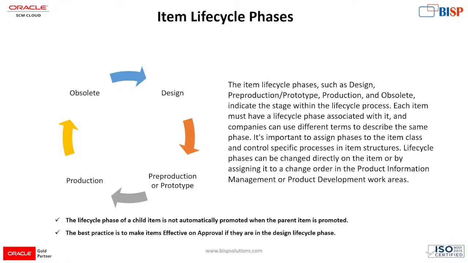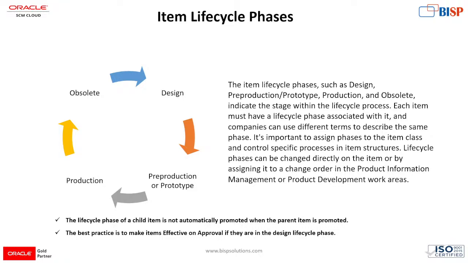Companies can use different terms to describe the same item life cycle phase. For example, the phase names production and manufacturing both refer to the life cycle phase during which the item can be used to build and ship product. Life cycle phases are associated with the item class. An item in an item class can be assigned to any of the life cycle phases associated with that item class.